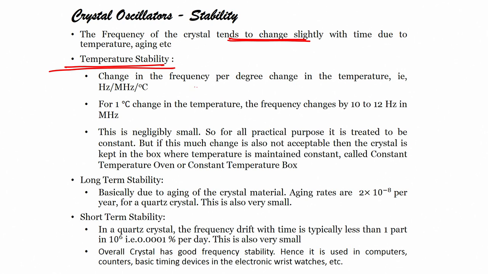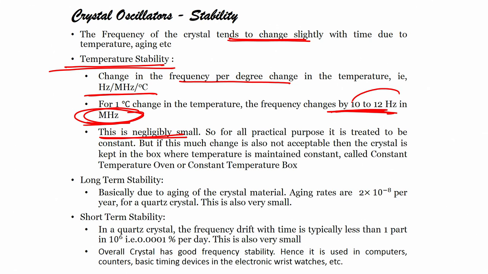Temperature stability is the change in frequency per degree change in temperature, in hertz or megahertz per degree centigrade. For a 1 degree centigrade change in temperature, the frequency changes by 10 to 12 hertz. We have to understand that this is negligibly small. Why? Because we are talking about megahertz.